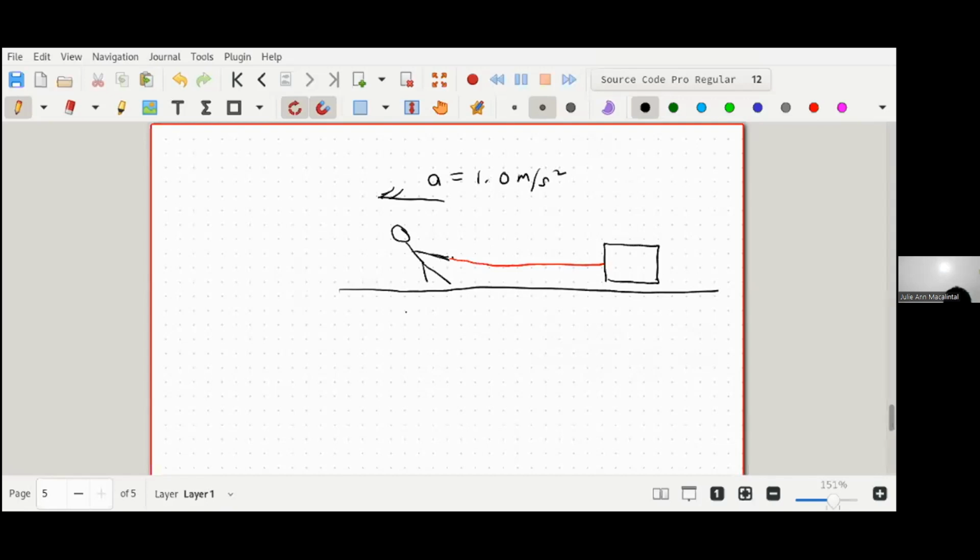The man is 60 kilograms. The box is 200 kilograms. Tapos assume natin na no friction between box and floor. Para mapadali yung analysis.